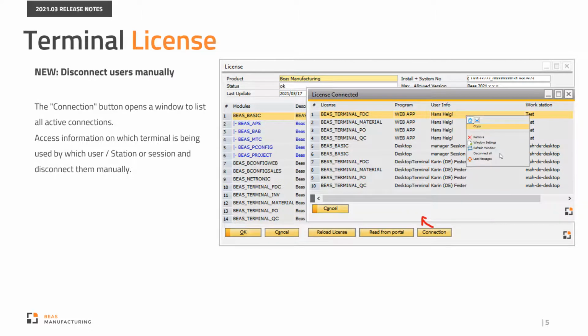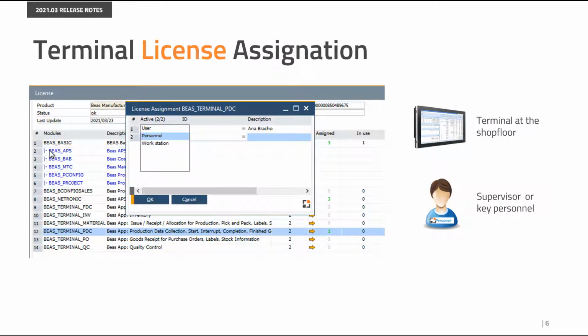For customers who want to secure always available concurrency licenses for a certain workstation or key user, now it is possible to reserve a license for a station, user, or personnel. When a user accesses the terminal, the system will check if there is a license assigned to it and will use it. The license will remain exclusive for the workstation or user, but if the user accesses it again at the same time from another device, this will be discounted from another available license.